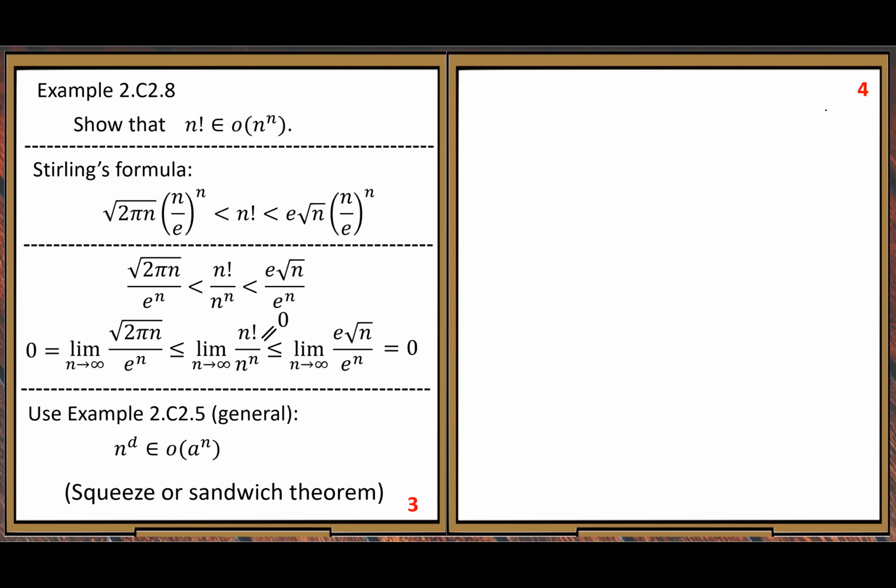You see? This limit 0 tells us the little o notation. All right. So you can see this is the hardest example in this class. The hardest example.